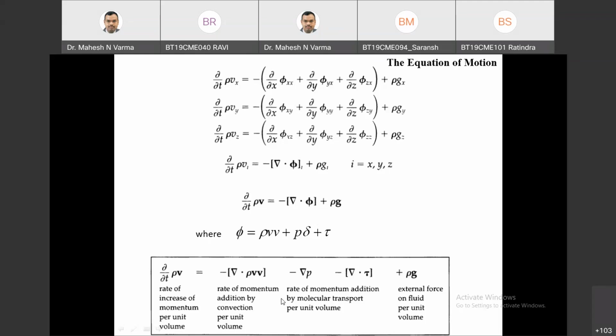If my gravitational force is not parallel to any of the axes, then there will be an x component of gravity, a y component of gravity, and a z component of gravity. If my gravitational force is parallel to the x axis, then Gy and Gz will be equal to 0. But if my gravitational force is not parallel to any of the axes, not in any axial direction, then there will be three components of gravity.